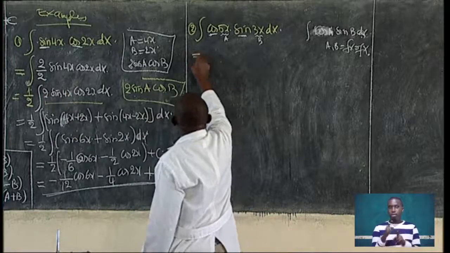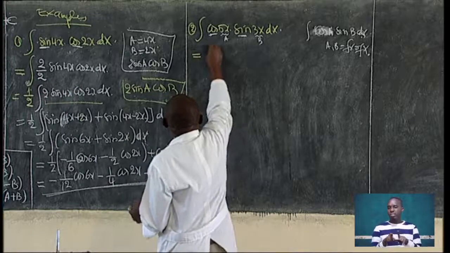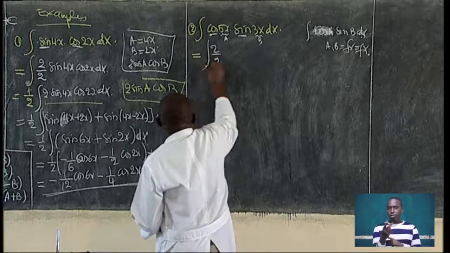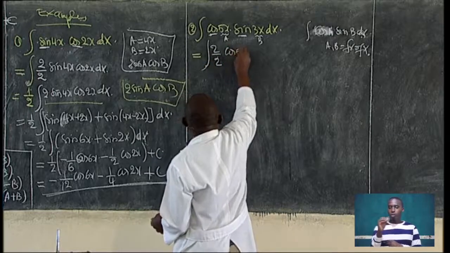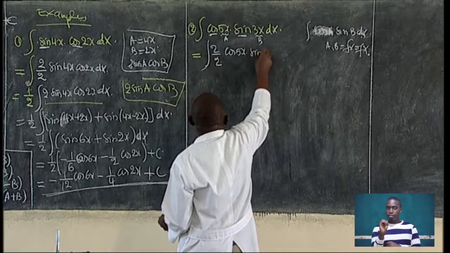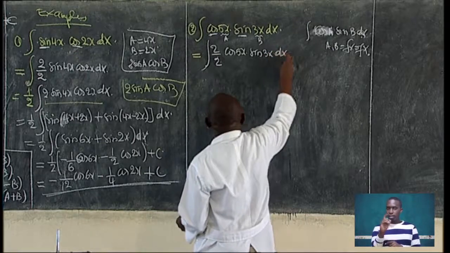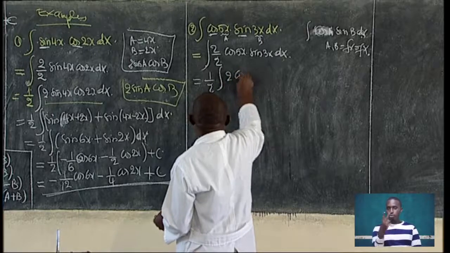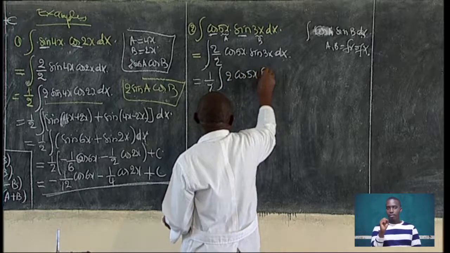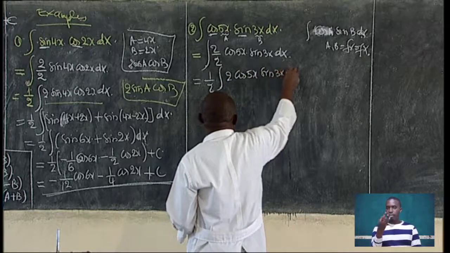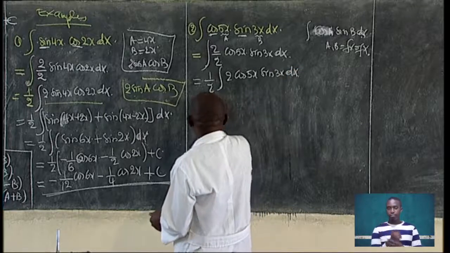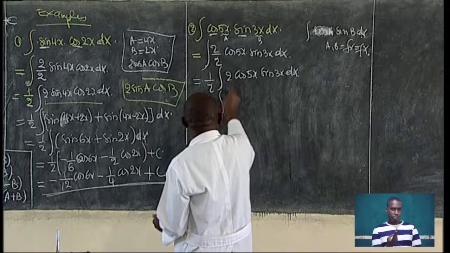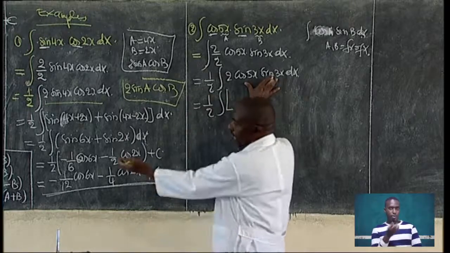The integral will be written like 2 divided by 2, then cosine 5x sine 3x dx. And I get a half integral of 2 cos 5x sine of 3x dx. This is a half integral of, the formula is there, right?